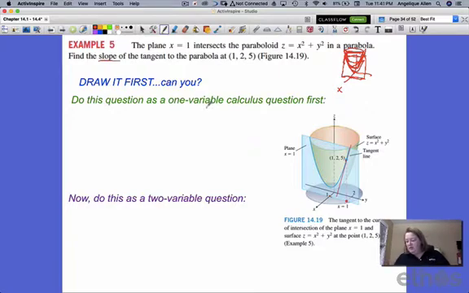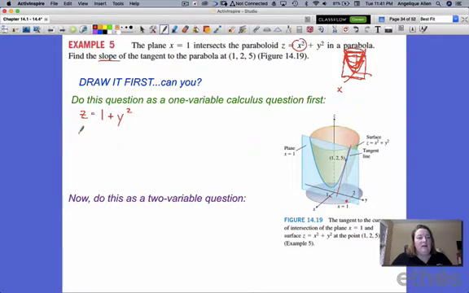Actually, I have this on the page in front of me while I'm doing it. If this is a one variable calculus question, then we wouldn't have x and y. We know along this parabola that x is 1. So I'm going to substitute in 1 for x squared up here. Okay, so 1 squared is 1. So this is a one variable function. z is 1 plus y squared.